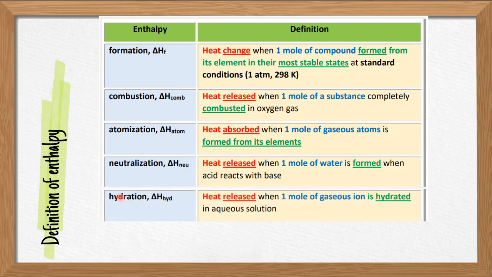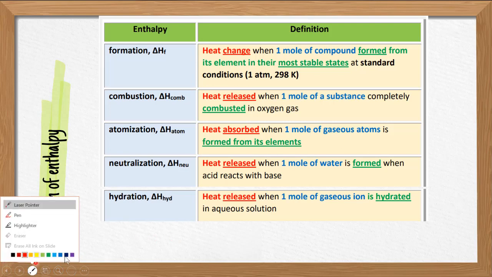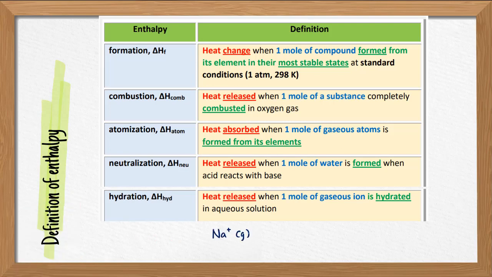And next, we have our enthalpy of hydration. Remember about the symbol. It refers to heat release when 1 mole of gaseous ion is hydrated in aqueous solutions. So now we want to focus on the gaseous ion. It needs to be in 1 mole. So next, I give you the example, sodium gaseous ion.